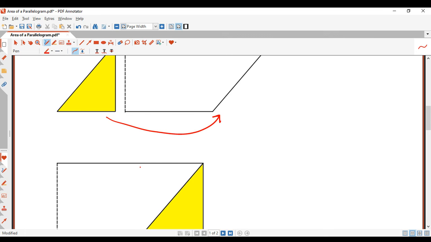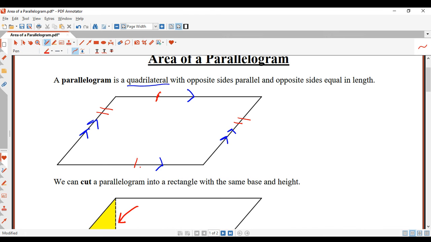Now, let's go back to the very beginning. If we get a dotted line, a vertical line, let's do the height. The height of this parallelogram should be at 90 degrees. There we go. The height is at 90 degrees. So just draw a little right angle symbol there, a 90-degree angle. And that is the height of the parallelogram.